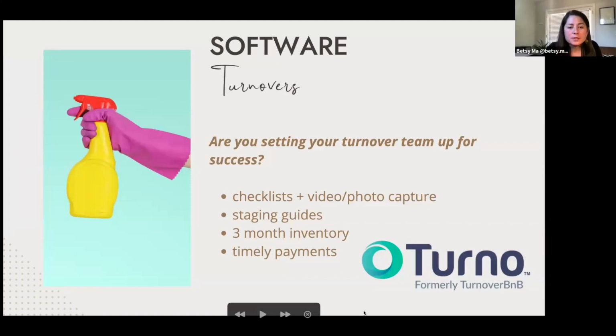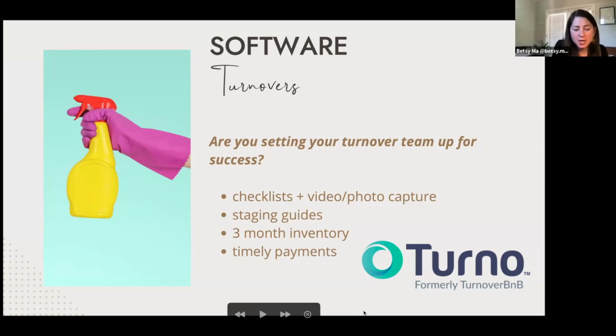You want to really set your turnover team for success. These are the guys and gals that are doing a lot of the heavy lifting for your team. They're the ones that are not only cleaning the place, but making sure that it's in working order for the next guest, and they are your ultimate quality control gurus. They can only be that if you set them up for success. So, what does it mean to set your turnover team up for success?